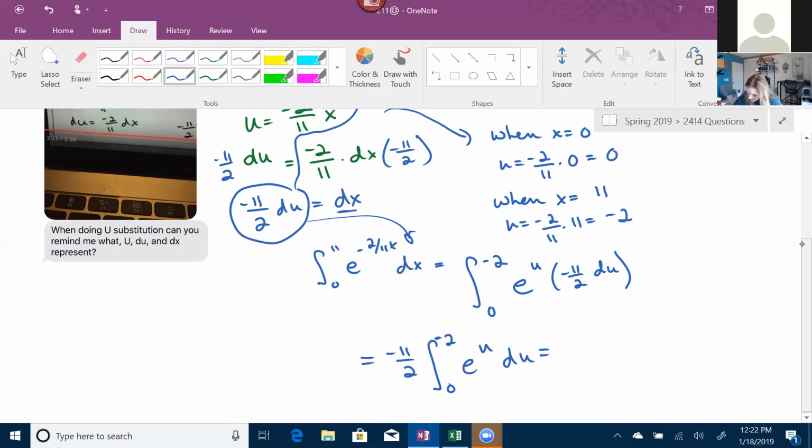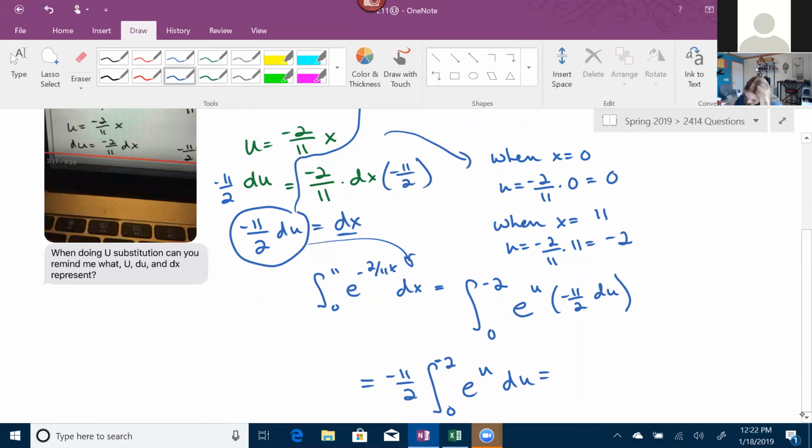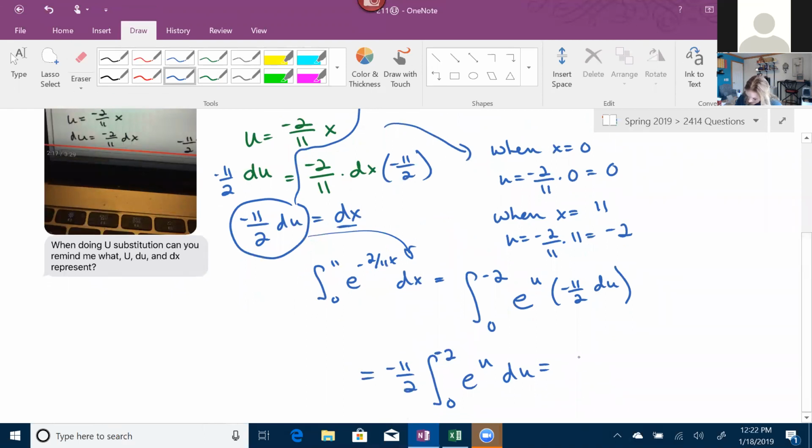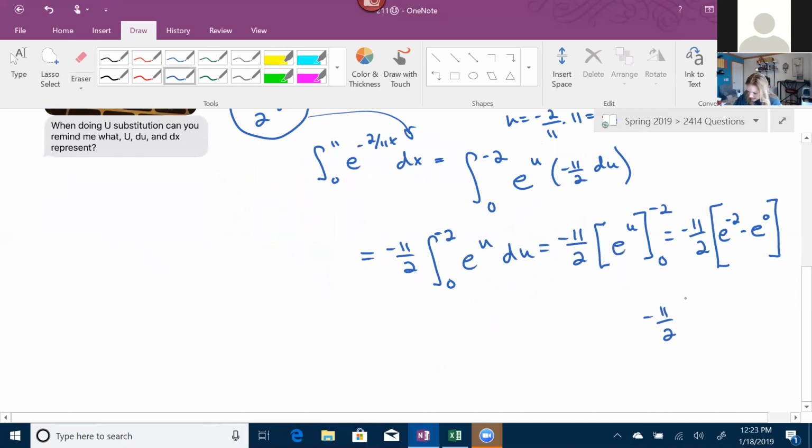Now, my formula from my integral sheet tells me that the antiderivative of e to the u du is just e to the u plus c. In this case, we have a definite integral, so we don't have the plus c. So this is just going to be the negative 11 halves tags along, and then it's going to be e to the u evaluated from 0 to negative 2. And then again, the negative 11 halves tagging along, applying the fundamental theorem, just plugging those numbers in, you'll have e to the negative 2 minus e to the 0. And e to the 0, of course, is just 1. So this is negative 11 halves, e to the negative 2 minus 1. Okay, so I hope that kind of clarified some of that substitution stuff for you.